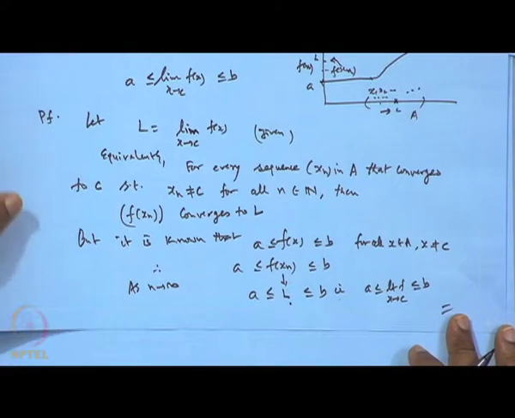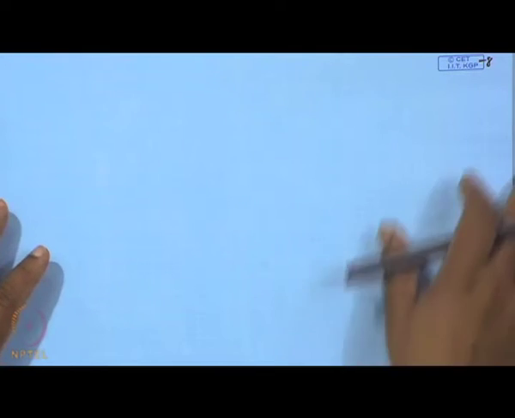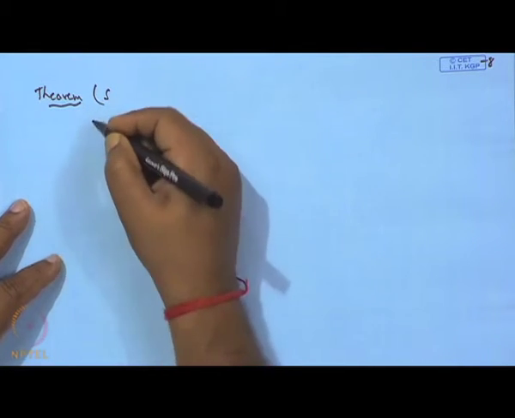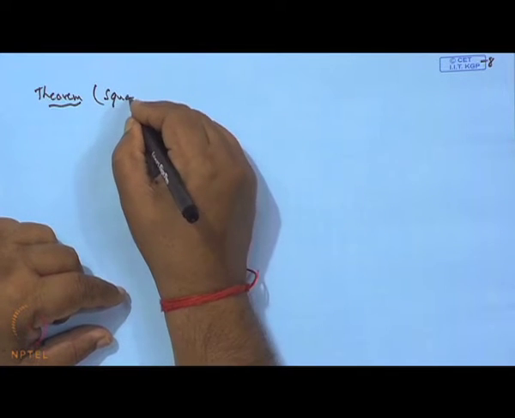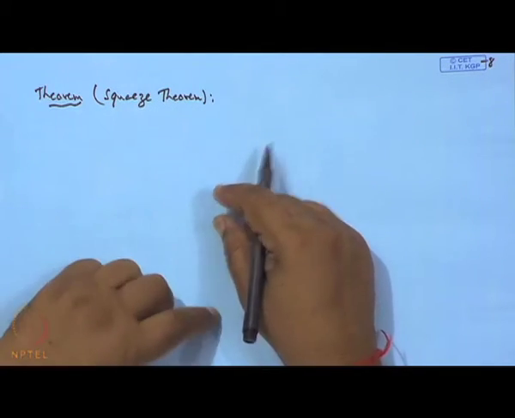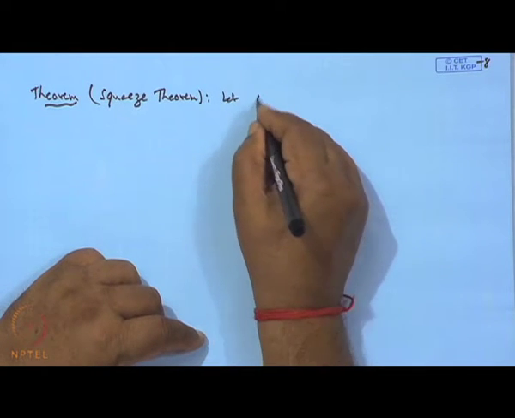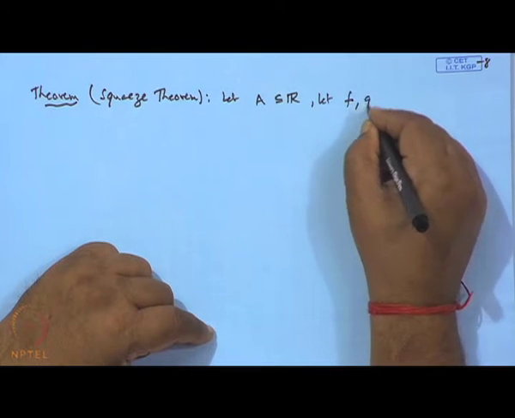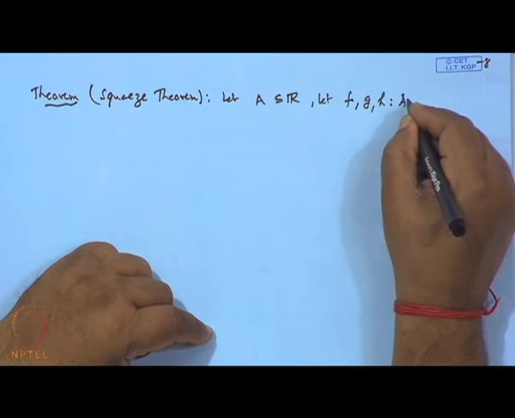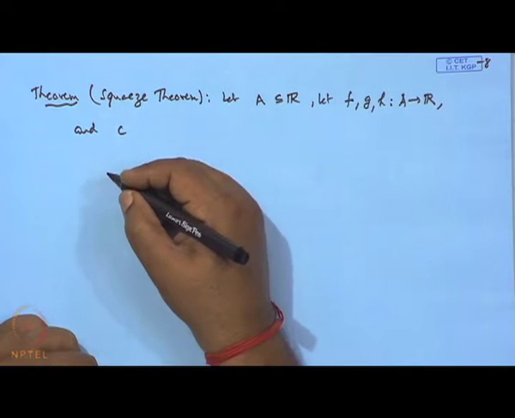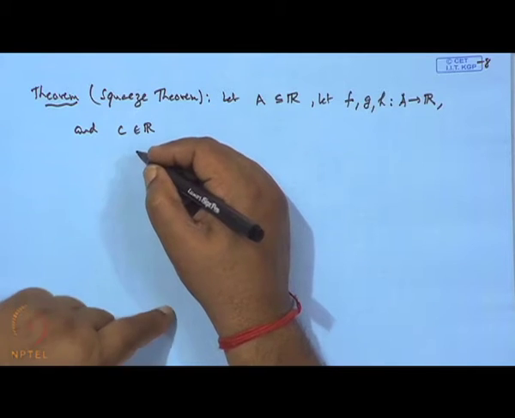We have another result, which is the squeeze theorem. Just as in the case of sequences, similarly for functions we have a theorem known as the squeeze theorem. What this theorem says: let A be a non-empty subset of R, let f, g, h be mappings from A to R, and let C belong to R be a cluster point of A.